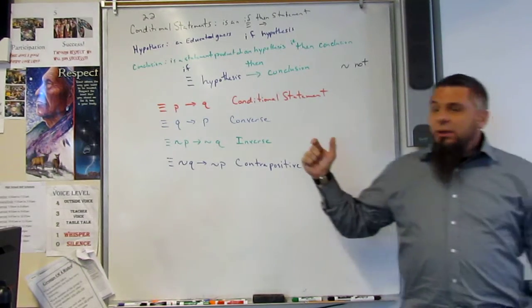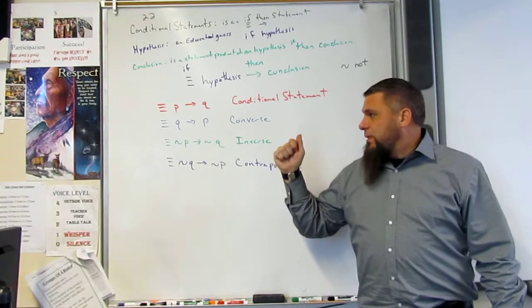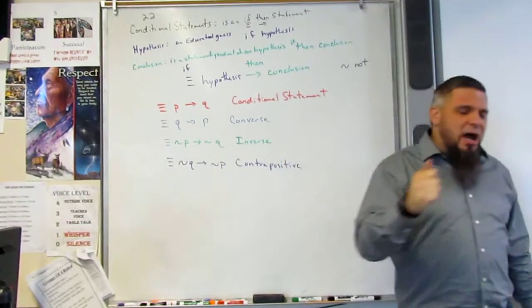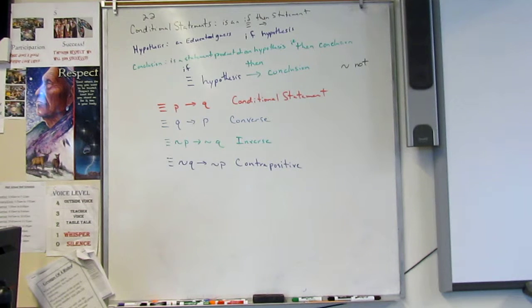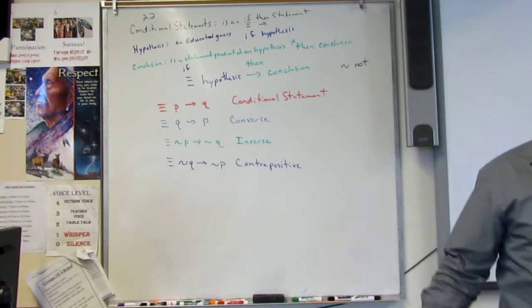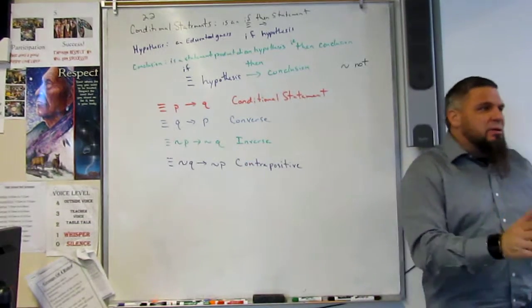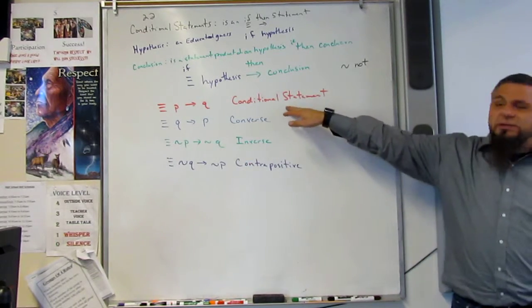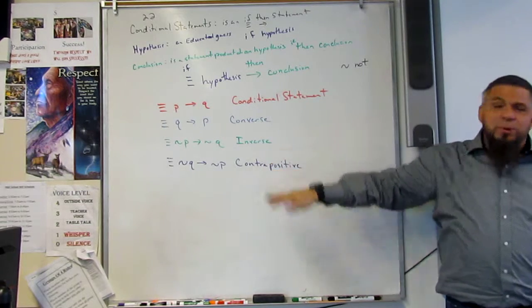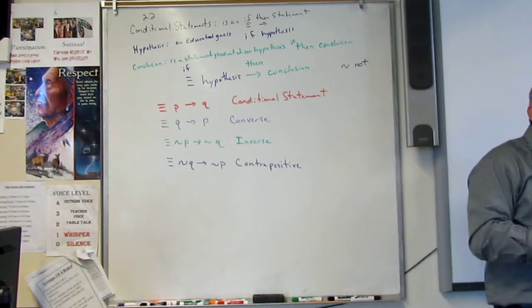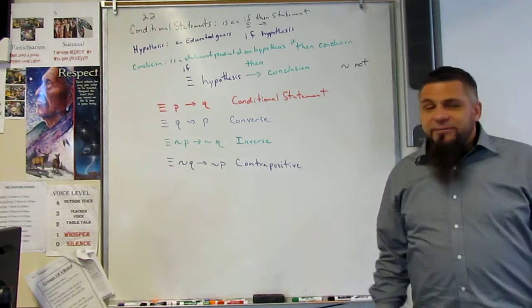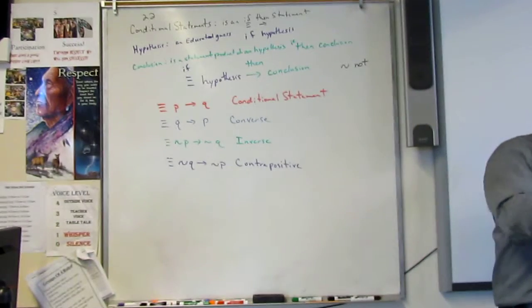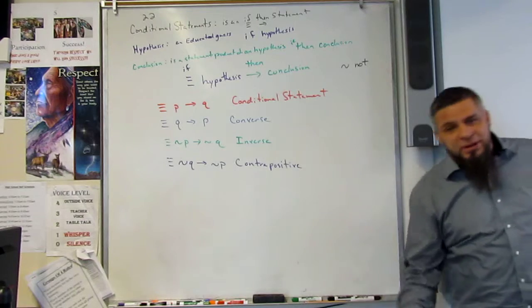Next. If they're not perky, then they're not quirky. That's all. That is an inverse statement. It's the original conditional statement, but you put nots, or negatives, on both of them. And then finally, if they're not quirky, then they're not perky.